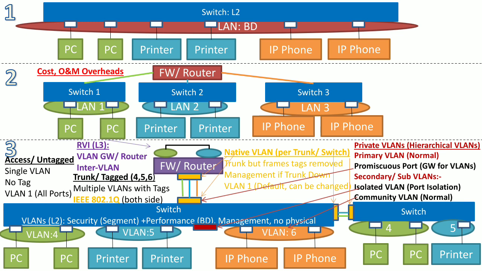Now first of all, I will talk about the top VLAN, that is the primary VLAN. This is just like a normal VLAN, and it has a promiscuous port which serves as a gateway for all the sub VLANs. This promiscuous port can be accessed by all the sub VLAN ports, or all the ports which are in the sub VLANs. Either these ports are in the isolated VLAN, or these ports are in the community VLANs. And in the secondary or sub VLANs, there are the ports which are associated with the isolated VLAN, and there are multiple community VLANs which are just like VLAN 6.